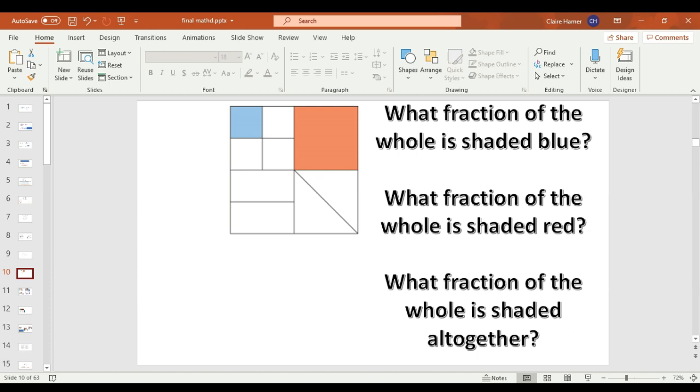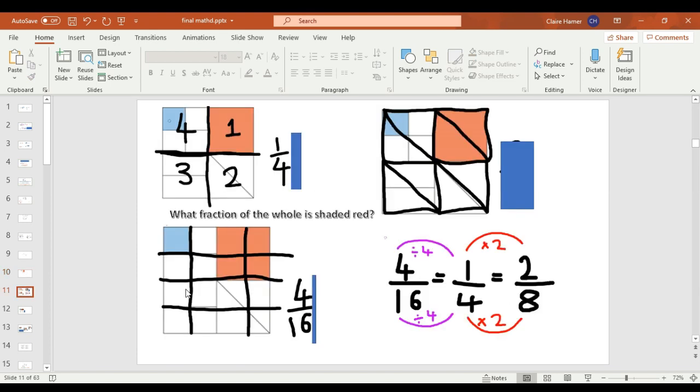Right, I'm going to reveal some workings that I've done, so press pause if you're still thinking. What I did was, I was lucky because I've got the picture on my screen, so I've drawn on it to show you. First of all, I started to think about the red square, and I thought that actually, if you can see my lines, 4 of those squares fit into the whole. So I think that 1/4 of the whole is shaded red.